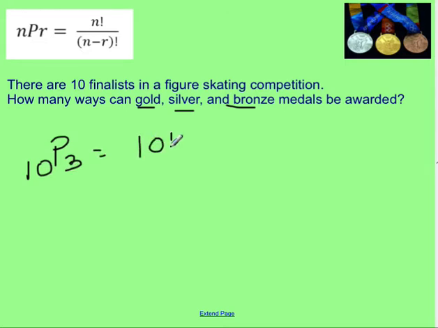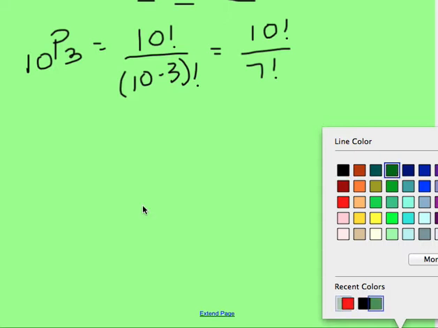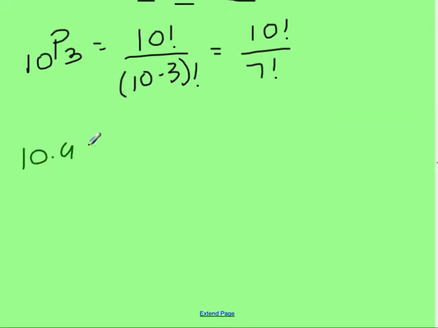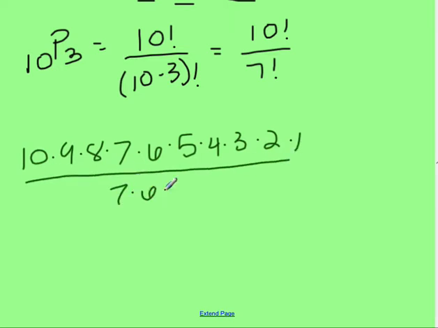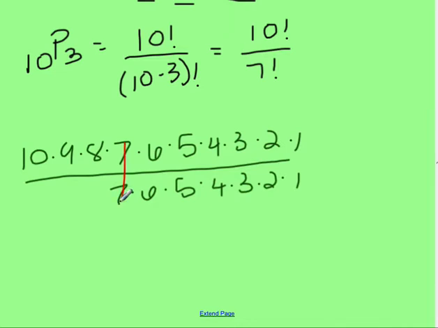We have 10 factorial, and on the bottom, we're going to do 10 minus 3 factorial. So then we have 10 factorial divided by 7 factorial. Let's simplify that out. We have 10 times 9 times 8 times 7 times 6 times 5 times 4 times 3 times 2 times 1, and we're going to divide that by 7 times 6 times 5 times 4 times 3 times 2 times 1. Now we need to cross off what's matching. So 7, 6, 5, 4, 3, 2, and 1 are all matching.